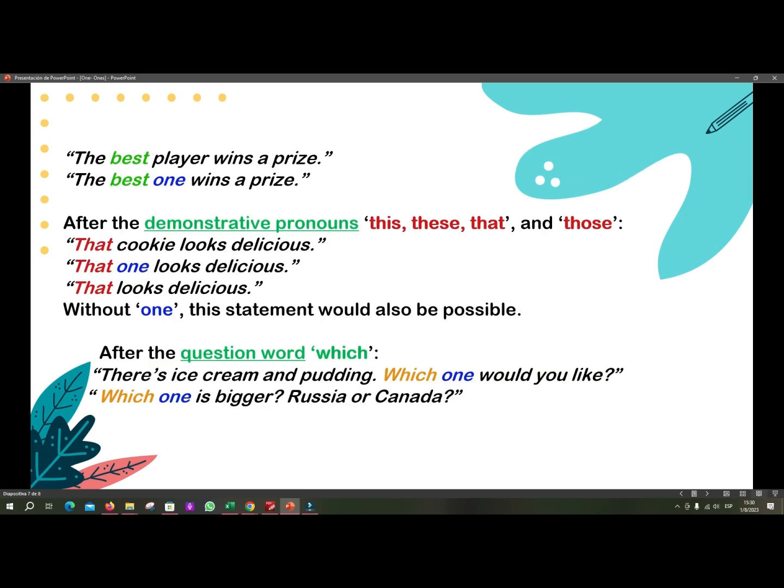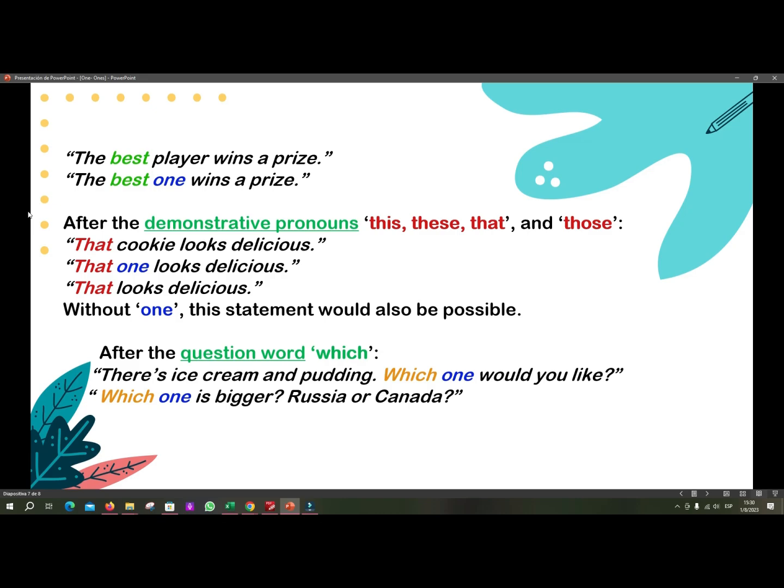Let's see, there you have more examples. The best player wins a prize, right? So: the best one wins a prize. You are replacing what? Player, in that sentence. Then you use one, because you're talking about a singular noun.